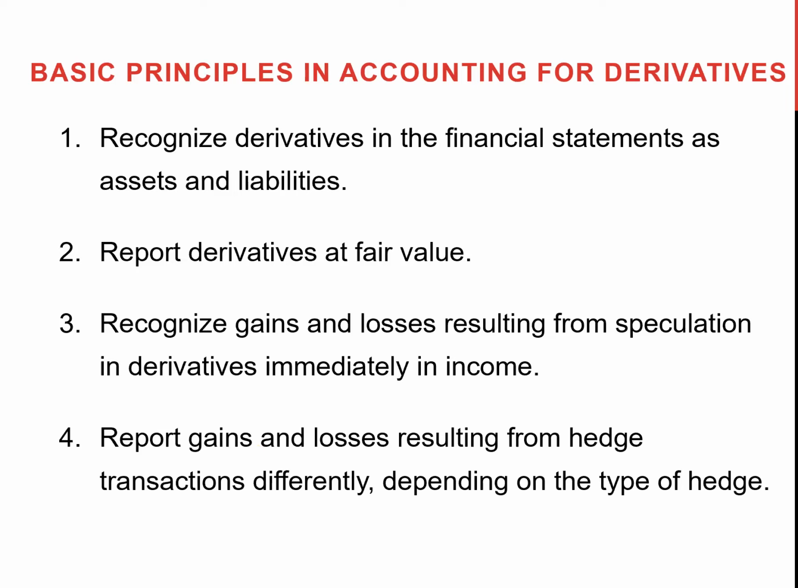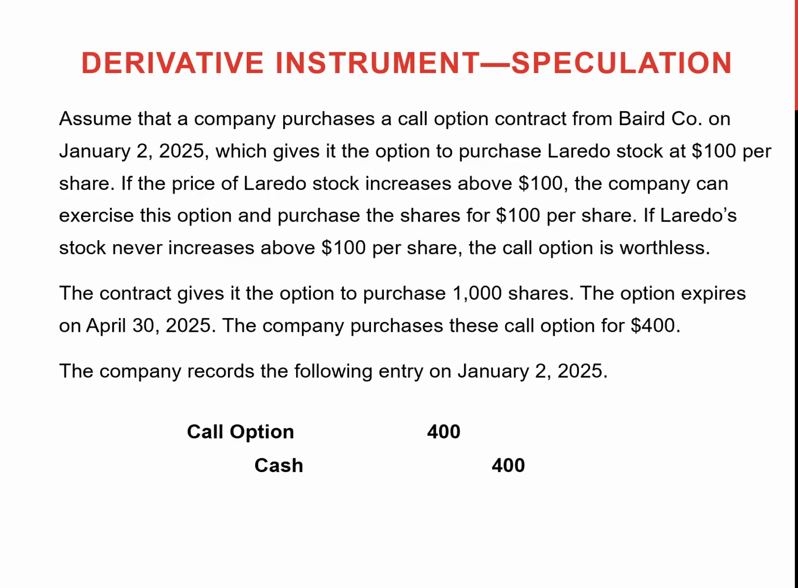Now we'll see several examples, especially how we will do the journal entries and record those financial instruments in our books. So everything will be from an investor's perspective. All are institutional investors or businesses or companies that are purchasing or investing in these financial derivatives. Let's see one example of a derivative, and it's about call options. You have some idea about call options.